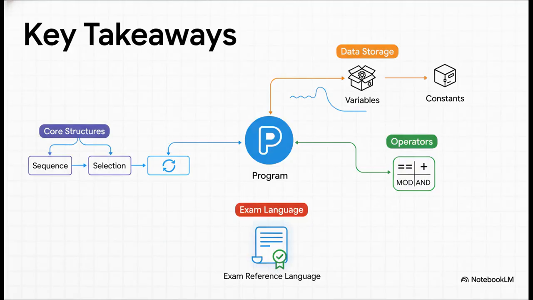So let's just pull this all together. When you see a big, scary-looking piece of code on your exam, don't panic. Just take a breath and break it down. I promise you, it's always just a mix of these three things: sequence, selection, and iteration. That's it. They use variables and constants to store the data and operators to do the math and the comparisons. Your key to unlocking it all is spotting these patterns and knowing that exam reference language.